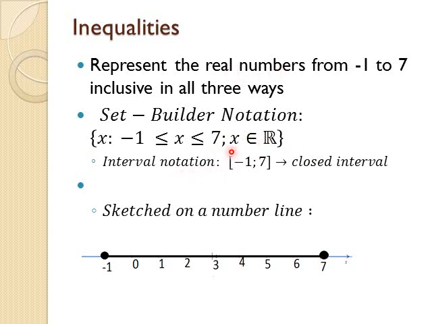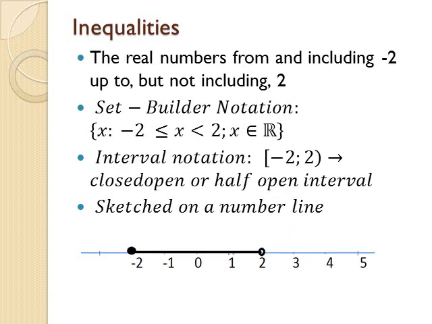In interval notation, now we have closed brackets or closed parentheses, minus 1, 7, and that is a closed interval. Sketched on a number line, because it's equal to both values, a closed dot at minus 1 where I start and a closed dot at 7 where I end, and I draw a line through it. So that is an open interval and a closed interval. We can also represent both of them at the same time.